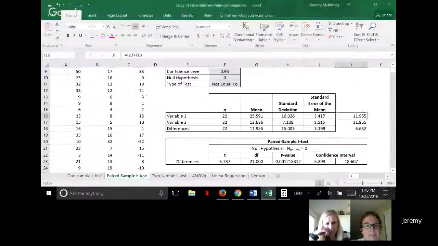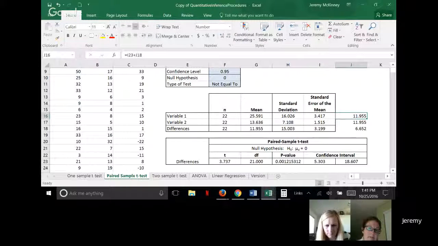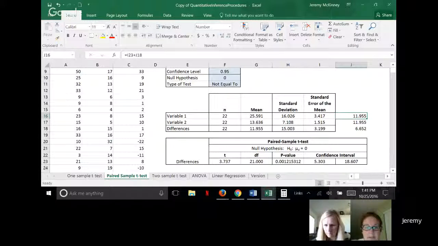Oh, wait, no. Yes, you're right. So it's the difference between the high and the low. That gives you how much is in between them, and then if you divide it by 2, it gives you the halfway point, smack dab in the middle, right? Right, how many points it is to the middle from one of those. So then you would take the 18.607 minus that number. What do you guys get? 11.955. That's what I get.